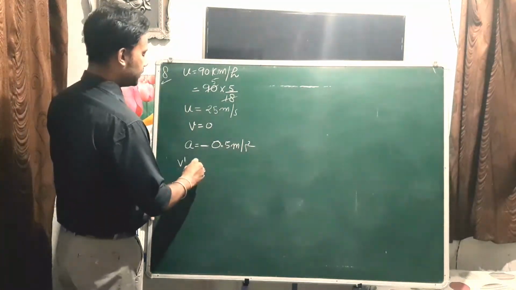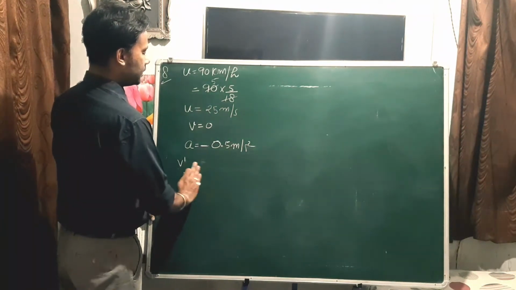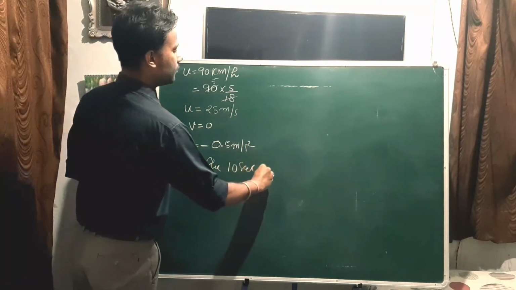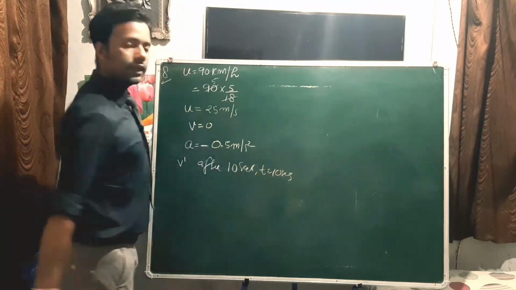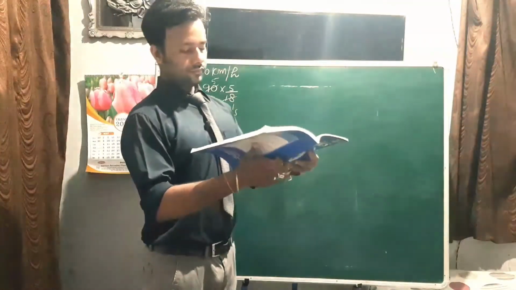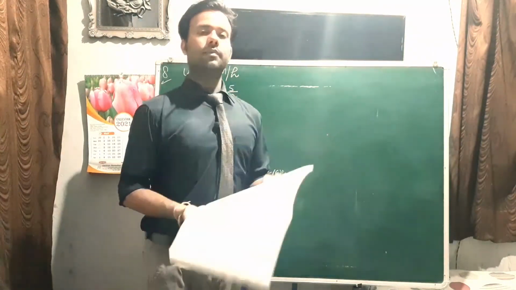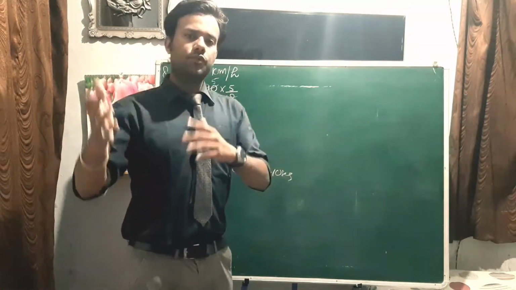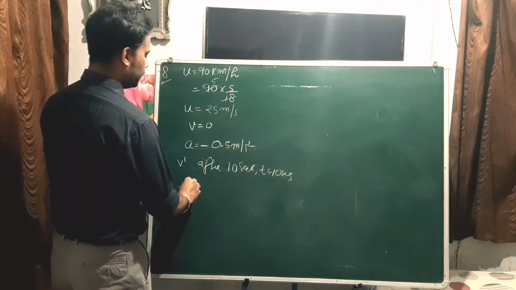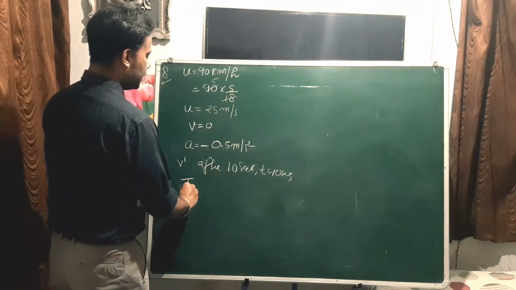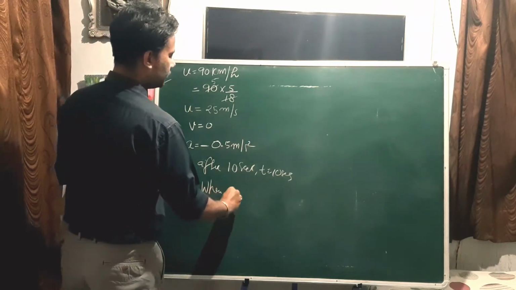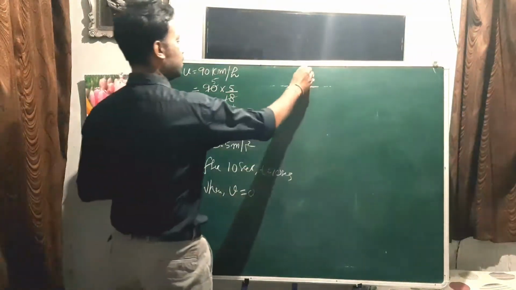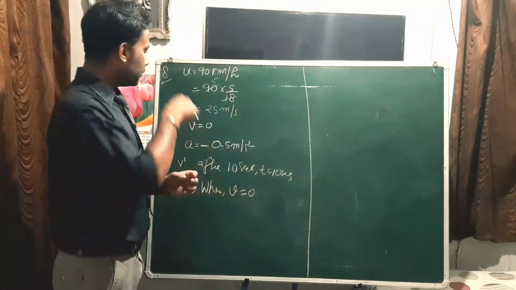So v dash after 10 seconds, that means here we have time 10 seconds. And the time taken by the train to come to rest, that means we can say the total time of journey when the train comes to rest, so t when v is 0. So these are the things we have to calculate. So let's solve them.